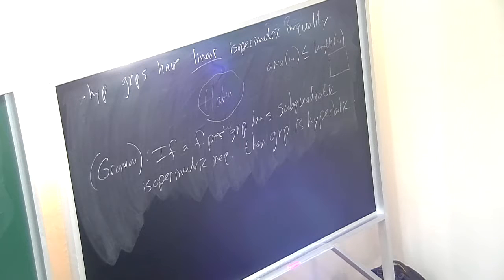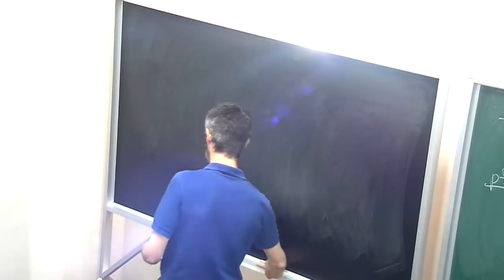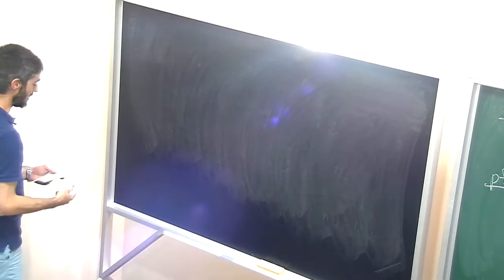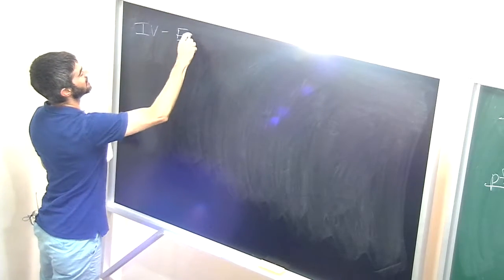Okay, so that's the end of the story for now about hyperbolic stuff. Those are some cool properties of hyperbolic spaces and hyperbolic groups. And now I want to turn to the last topic, which is about extensions.